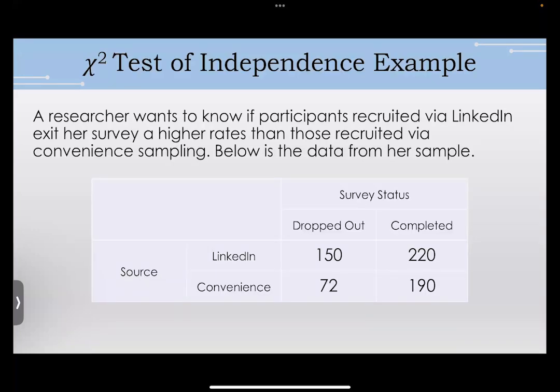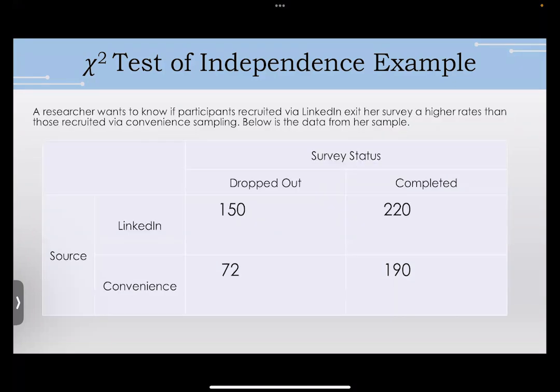So remember, there's just a test of independence, and I told you it's going to be by hand, so you know it's coming. A researcher wants to know if participants recruited via LinkedIn exit the survey at higher rates than those recruited via convenience sampling. Below is data from her sample. Source: LinkedIn, convenience. Survey status: dropped out, completed. This is a what by what? 2 by 2, right? And what do we have in our table? Observed frequencies.